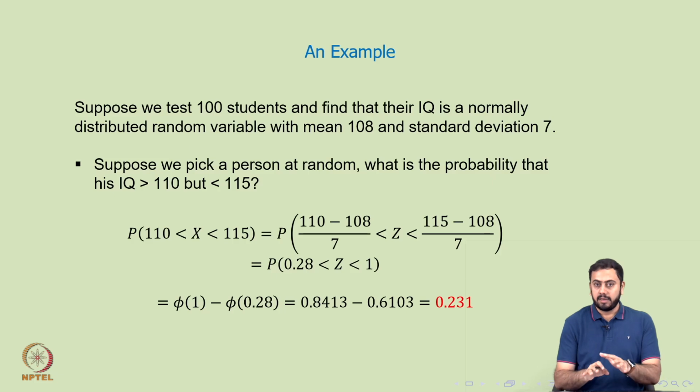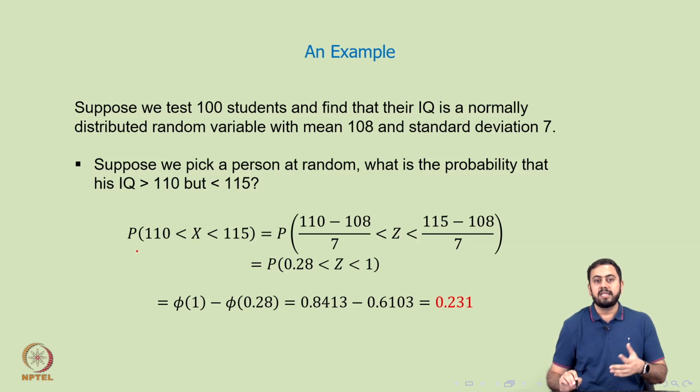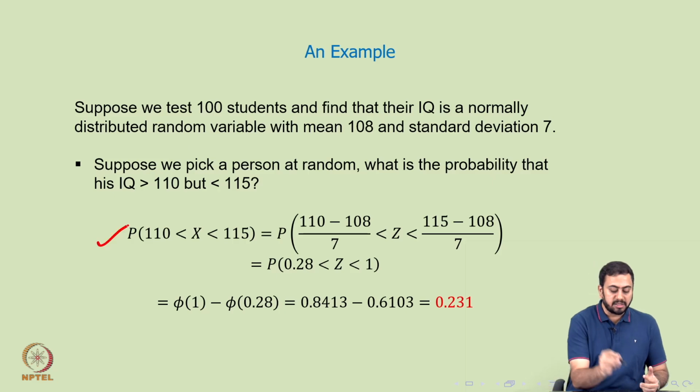Alright, now how about this? Again, we will not go into very much detail. It's exactly the same example, but now we are interested in finding, if you pick a person at random, what is the probability that his or her IQ exceeds 110 but is less than 115? So essentially, we want to find out this probability.